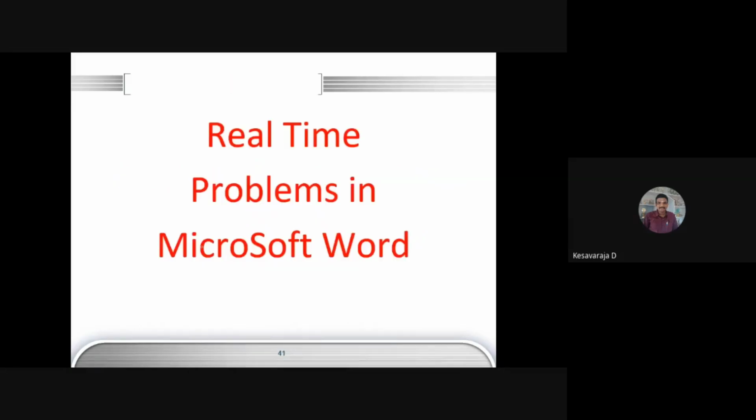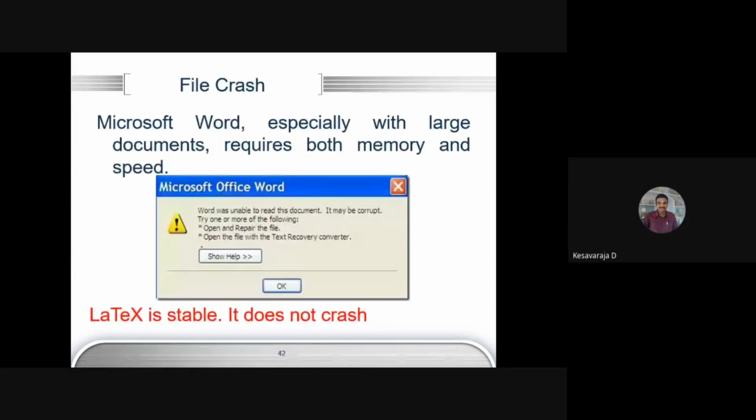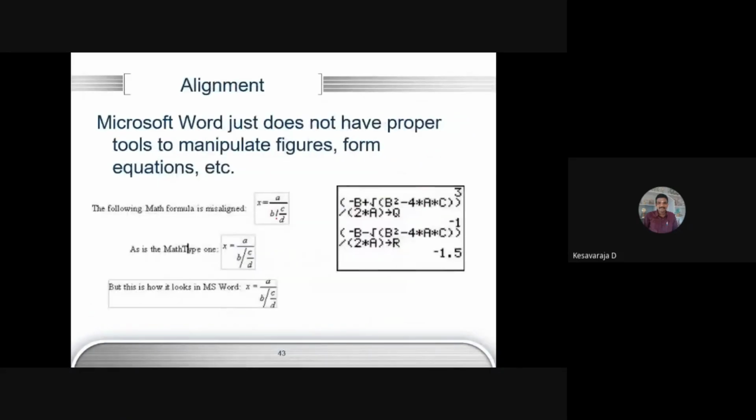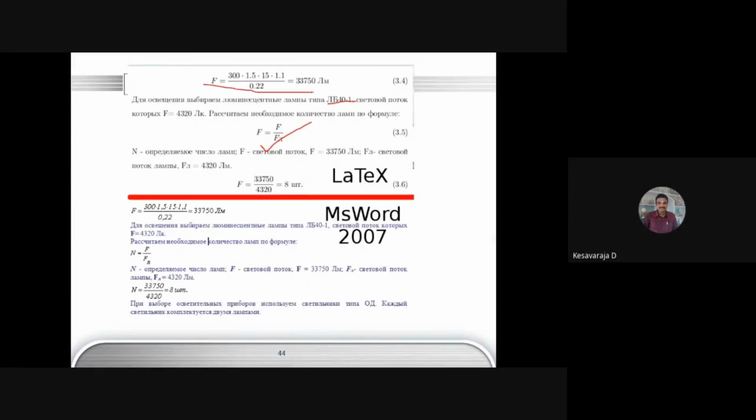Some of the real-time problems in Microsoft Word, before entering into LaTeX. Problem number one: sometimes Microsoft Word crashes, but LaTeX never crashes and never loses your file. Similarly, sometimes in Microsoft Word the equations collapse, but in LaTeX the equations are perfectly arranged, either in between lines or on a separate centered line with the equation number. Everything is properly aligned and the style is properly aligned. That is the efficiency of LaTeX, but in MS Word it's not properly aligned. If an equation is long, it's not fitted into the line.